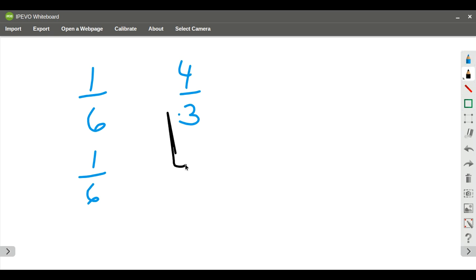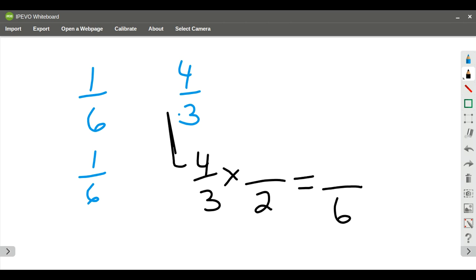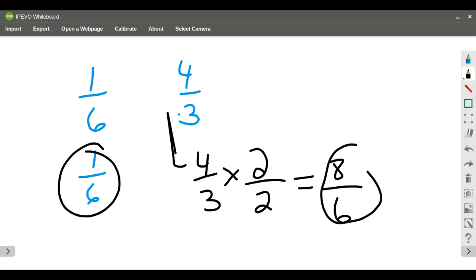4/3, I need to do some work with 4/3. So with 4/3, I'm going to multiply by 2 because 3 times 2 is equal to 6. And again, whatever I do to the denominator, I have to do to the numerator. So I'm going to multiply 4 times 2 and I get 8/6. So my equivalent fractions that have the same denominators are going to be 1/6 and 8/6.